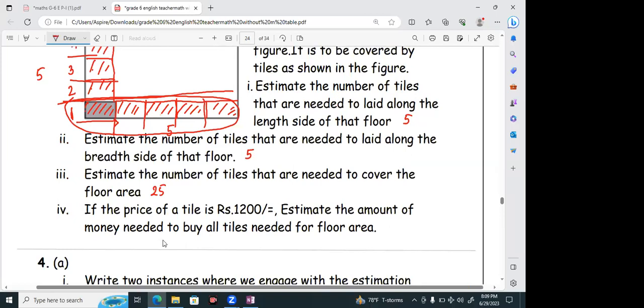How do we find it? You have to multiply 1,200 by 25. Then the answer is: 25 times 2 is 50, 5 remaining; 25 times 1 is 25, plus 5 is 30. We needed 30,000 rupees. Okay.